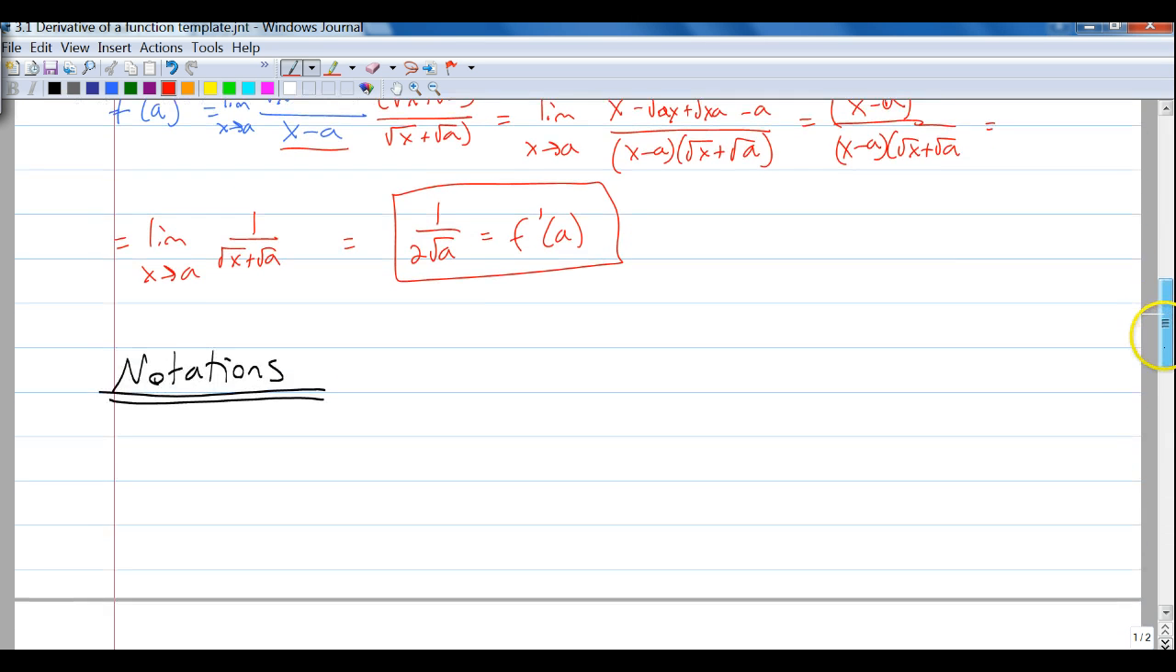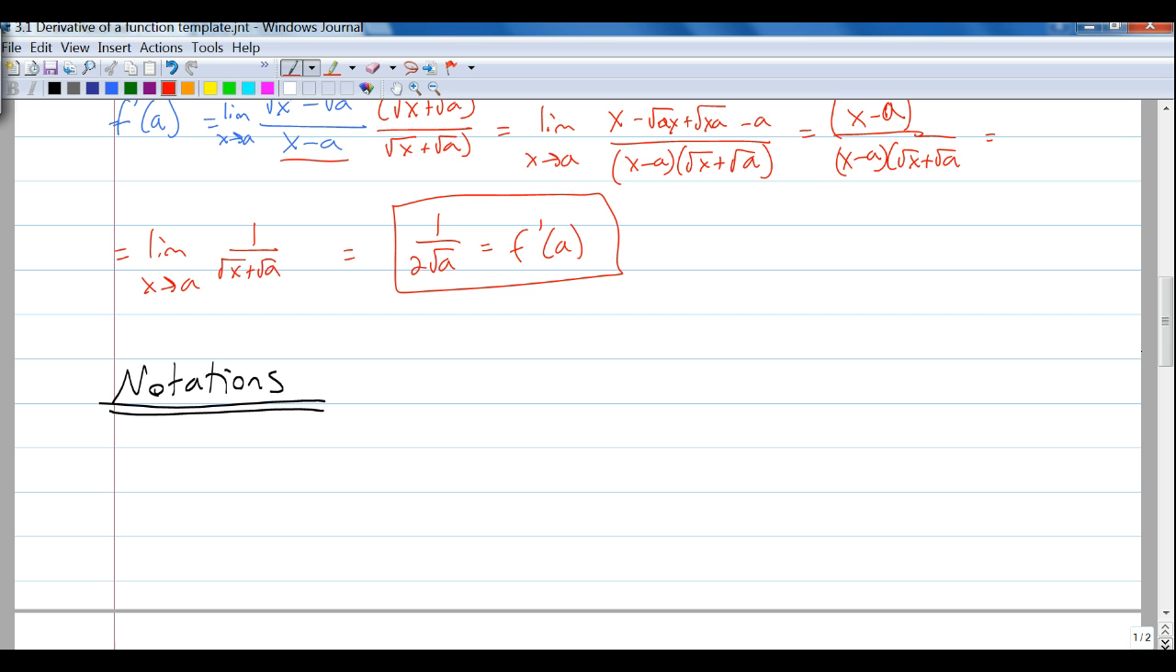Alright, next, notations. So again, things that you will see that all mean the same thing pretty much. Y prime. Okay, again, it's called y prime. That is another way to write f prime of x, which we had earlier up at the top. It just means that you took the derivative of y.